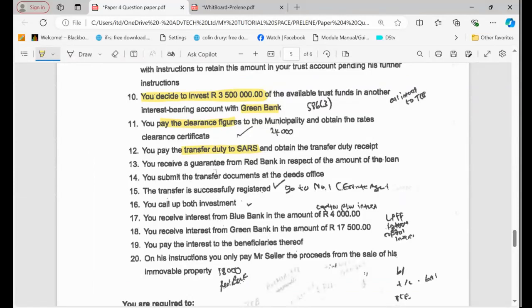Thirteen. You receive a guarantee from Red Bank in respect of the amount of the loan. What must I record for the guarantee? The 1.8 million. So you are receiving. Okay. So remember, sometimes receiving a guarantee is just a guarantee. It's not money, ne? So it's information. But we know that at a later stage, by the time we register the whole thing, we are going to automatically get that money.